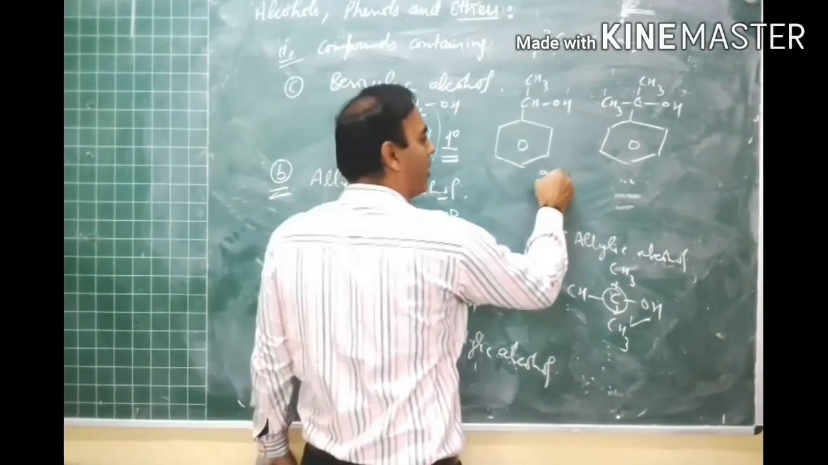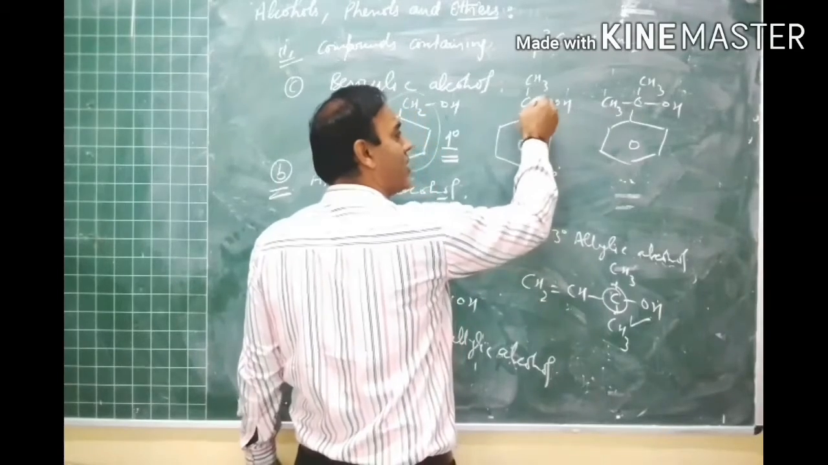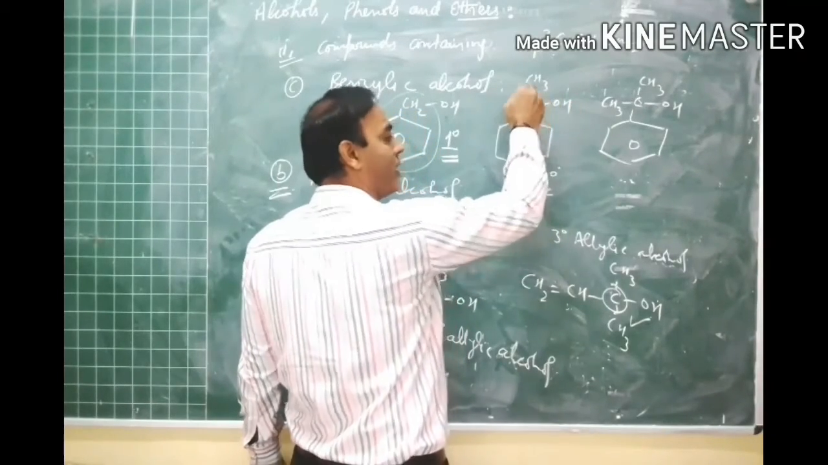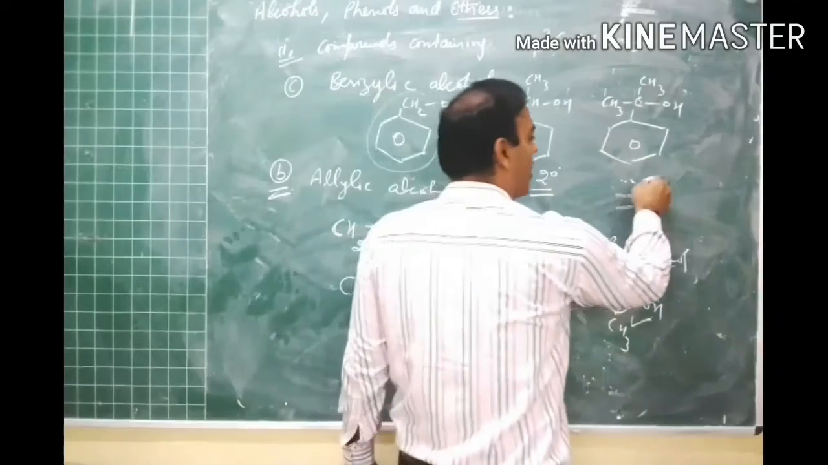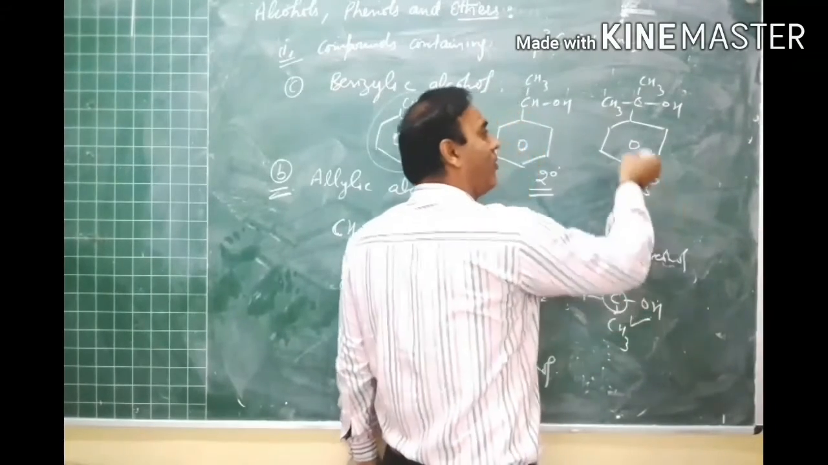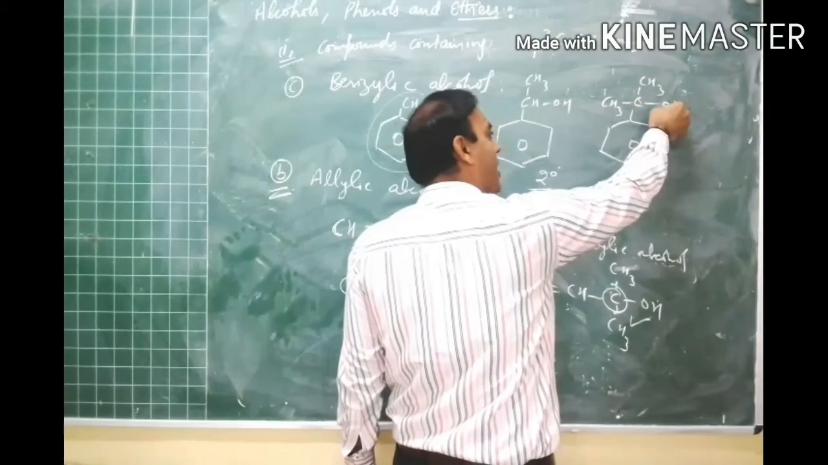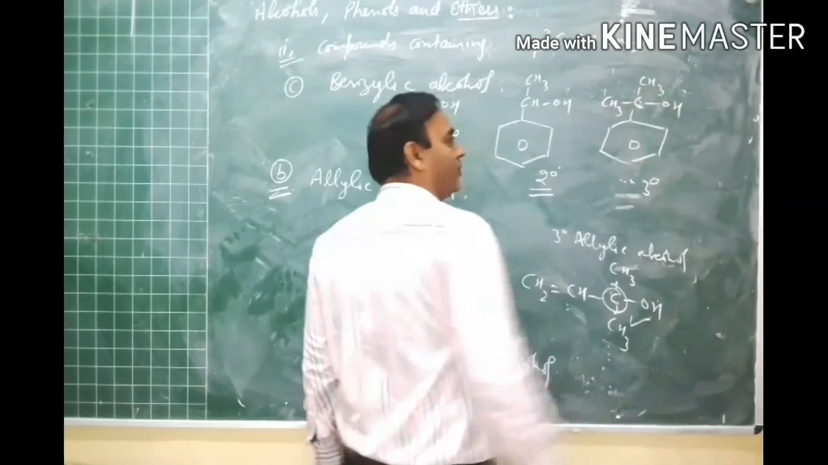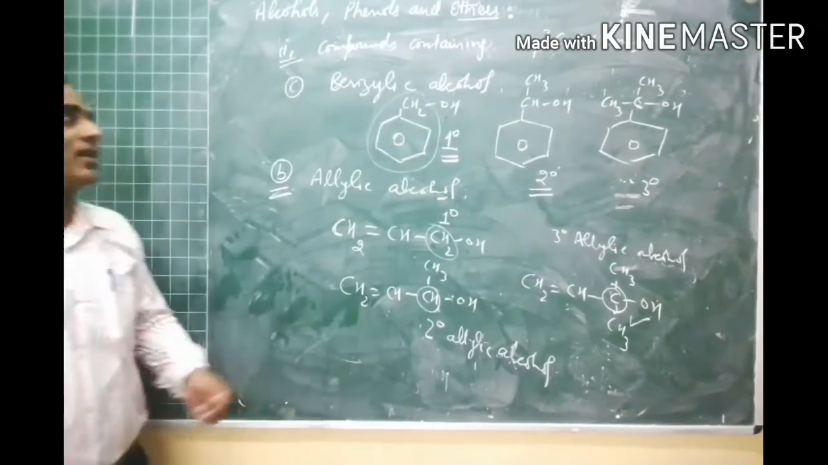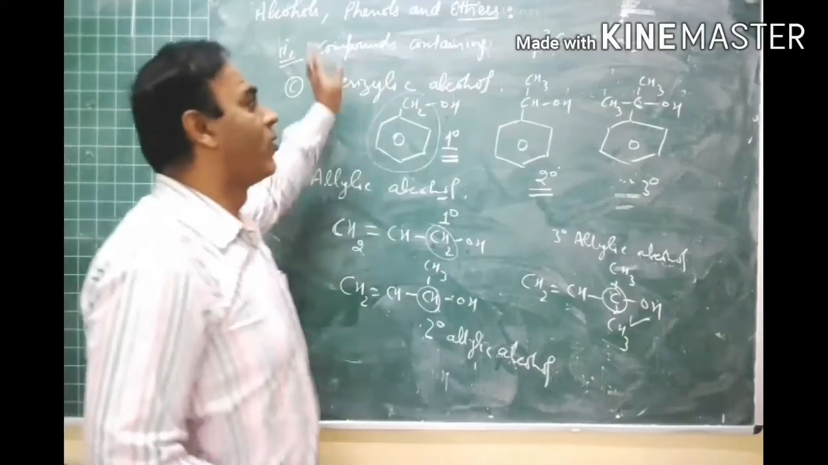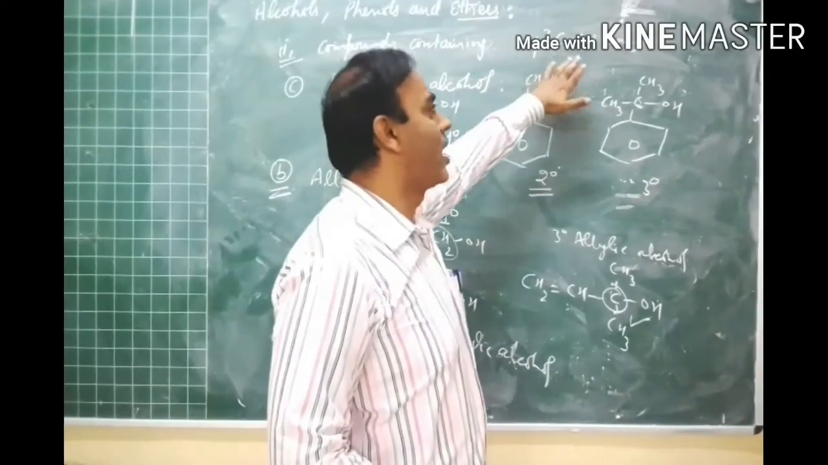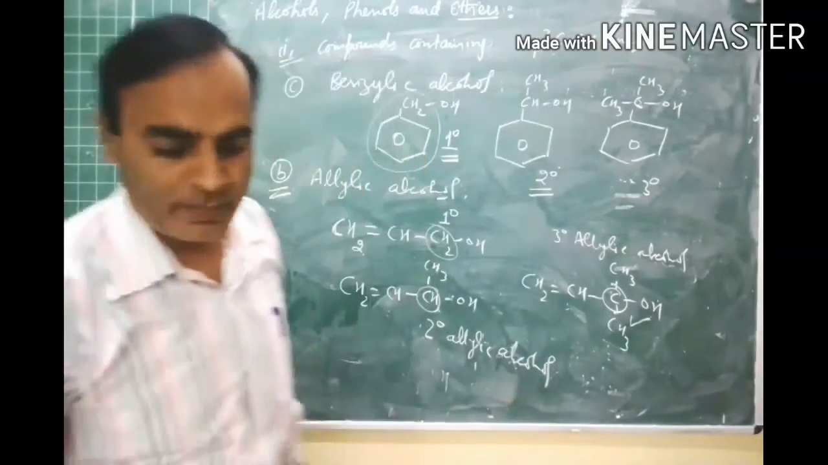This is known as 2 degree benzylic alcohol because in this the OH group is attached to a 2 degree carbon atom, and this is known as 3 degree benzylic alcohol because in this the OH group is attached to a 3 degree carbon atom. Next we will discuss compounds, that is alcohols containing sp2 hybridized carbon oxygen bond.